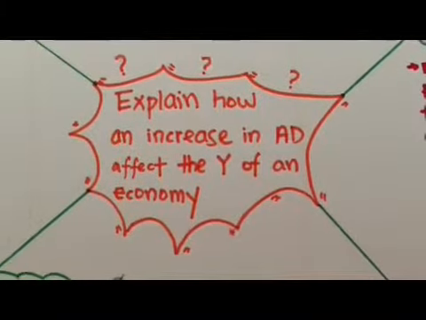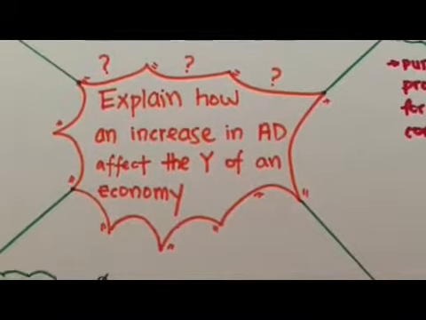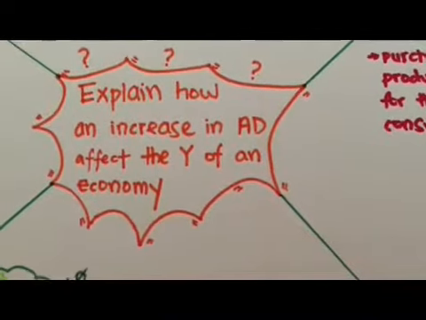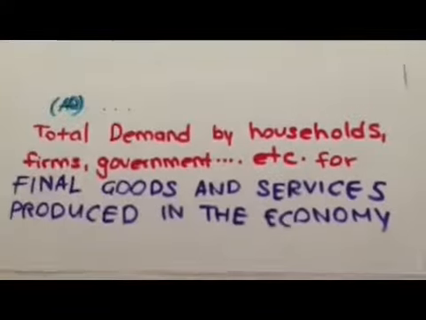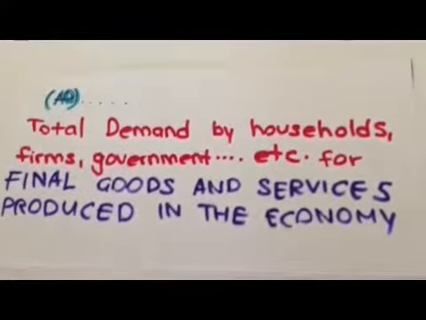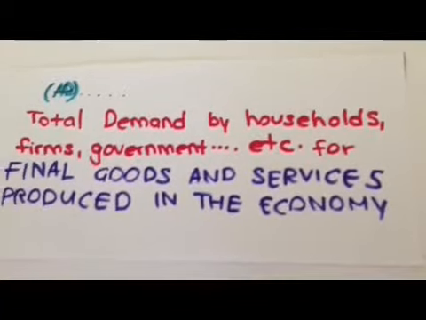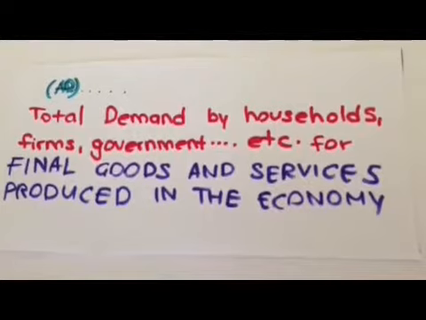Explain how an increase in AD affects the Y of an economy. Before that, let us look at the definition of AD and AS. AD refers to the total demand by households, firms, government, etc. for final goods and services produced in the economy.